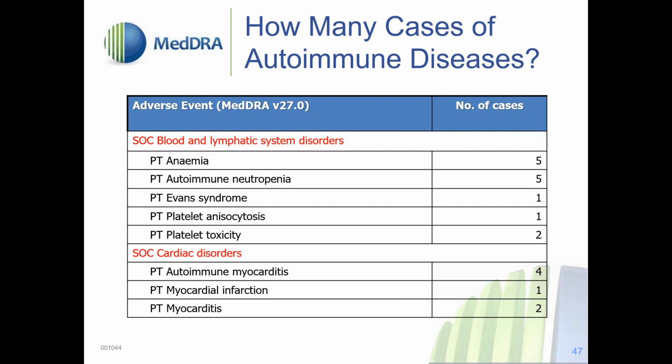Now you would review the cases and maybe refer to medical textbooks to find out whether the condition, like, for instance, Evans syndrome, may have an autoimmune etiology. In other instances, autoimmune etiology is clear based on the PT name, like here, autoimmune neutropenia.